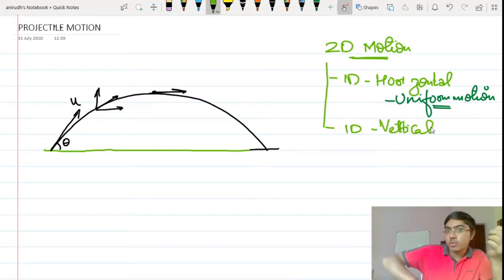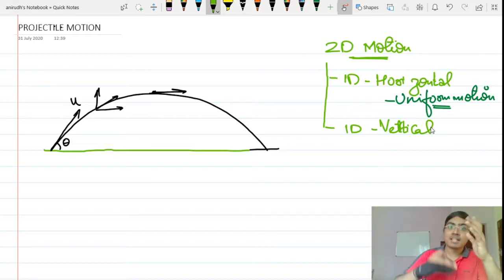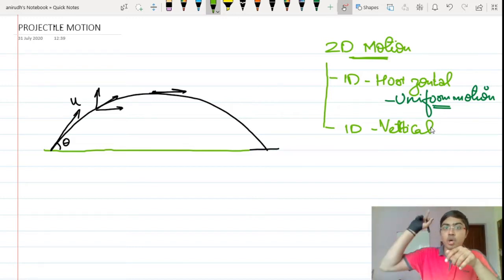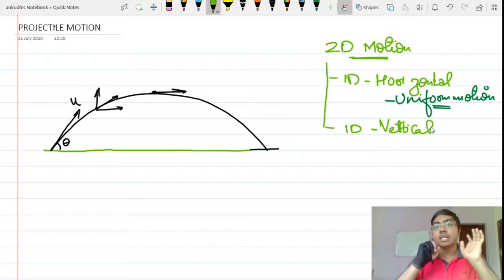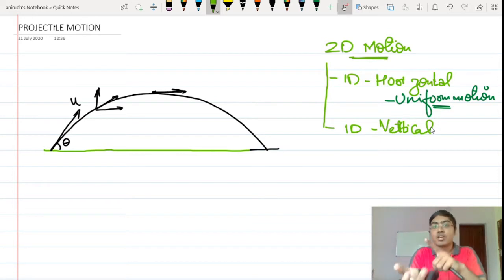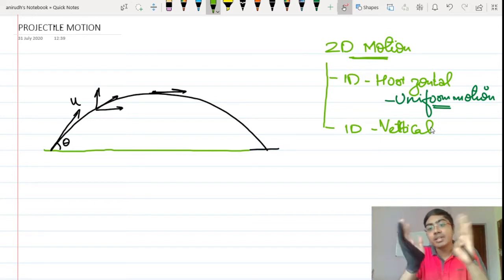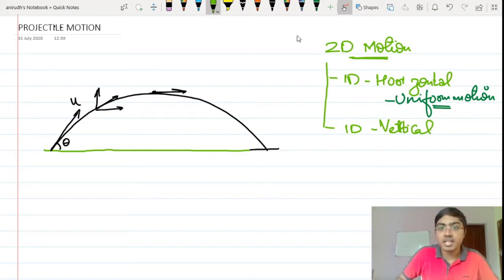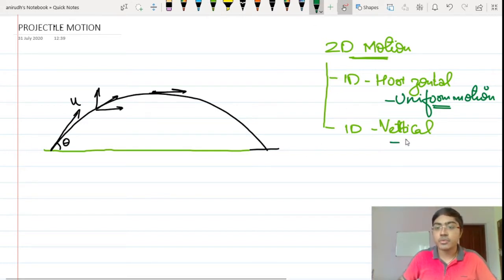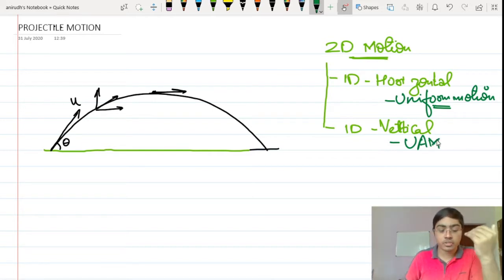Let us suppose you are throwing a ball upwards, so it goes up. As it goes up, the velocity comes down. At the topmost point, the velocity of the ball is 0. Then it comes down again, the velocity of the ball increases, and with the same velocity with which you threw it up, it lands in your hand. So that is called vertical motion. Now this vertical motion is a uniformly accelerated motion, or some teachers call it uniformly decelerated motion also.